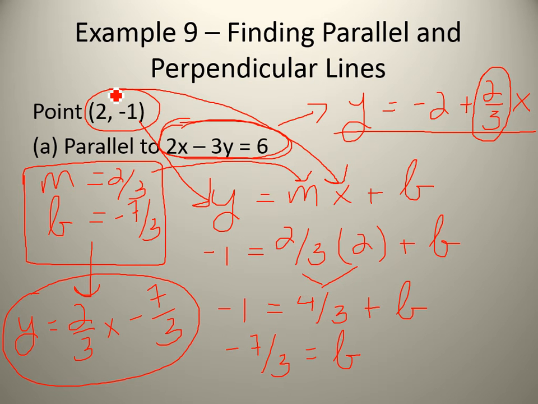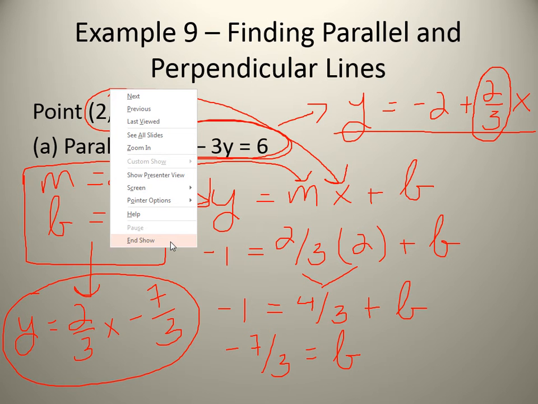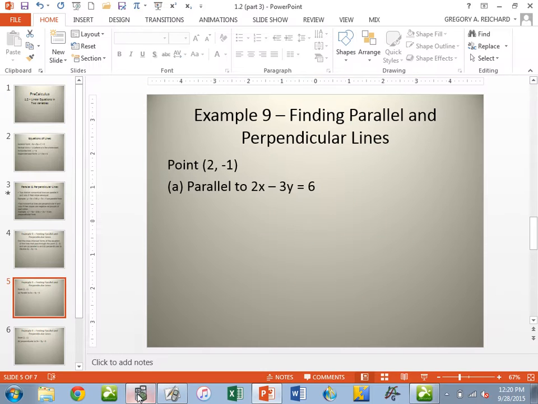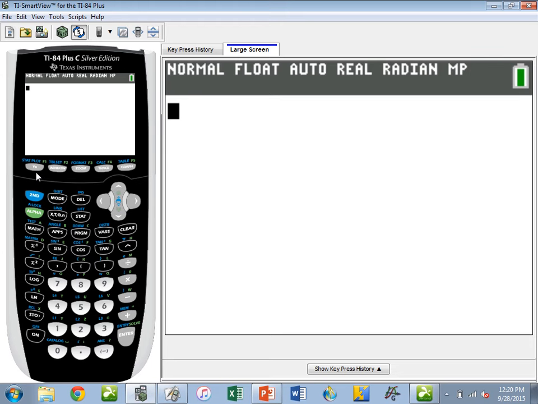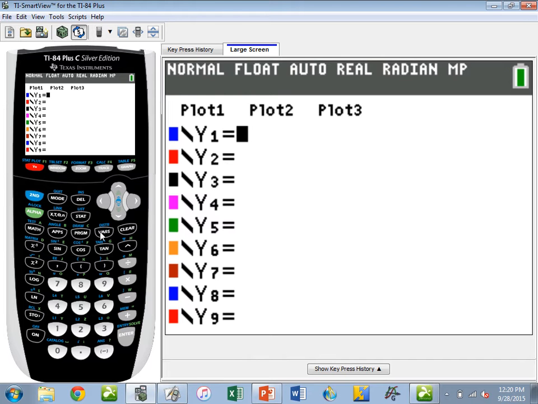So how do I know if I'm right? How do I know if in fact the equation for this line, this y equals 2/3 x minus 7/3, really is parallel to the original equation and goes through that point? So if I exit out of here and let me go to my calculator. So I'm looking to check two things, but first let me sort of input what I need to do here. So if I go to y equals, I want to put in what we said the original equation was, negative 2 plus 2/3 x. And then I want to put next what we said the line that's parallel to this is. So I got 2/3 x minus 7/3.